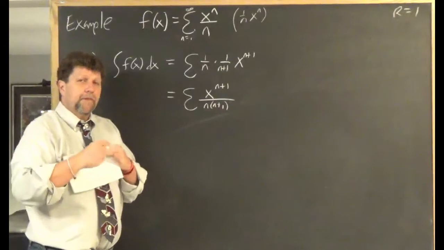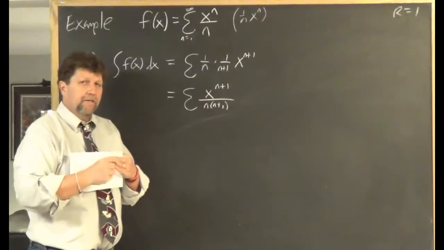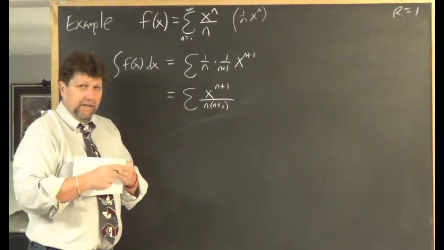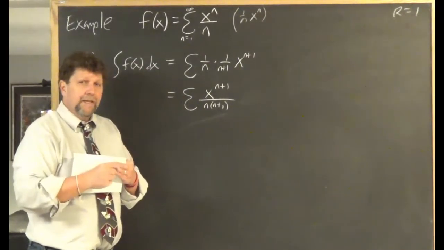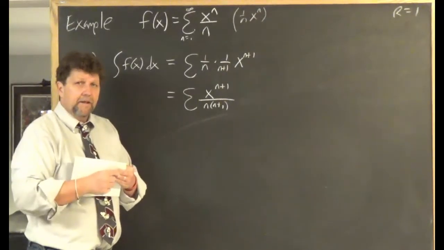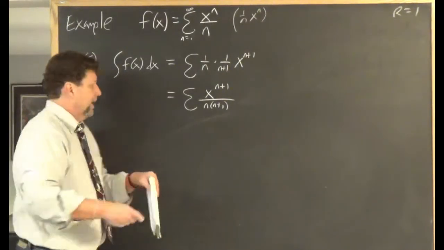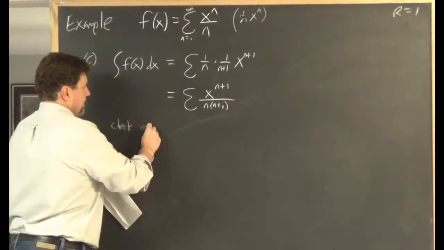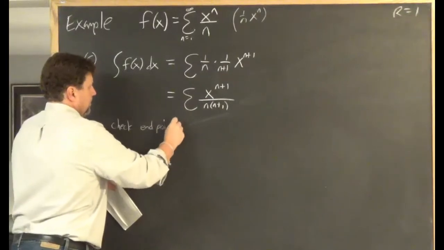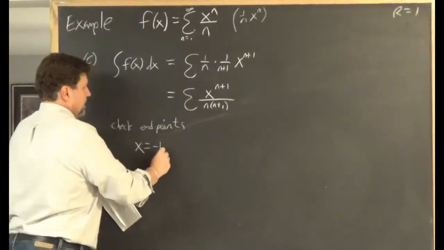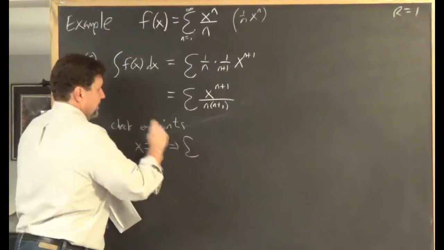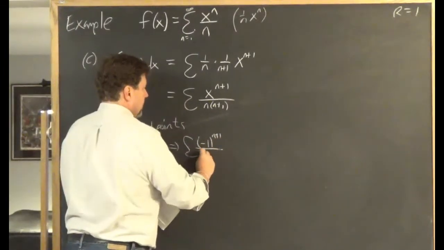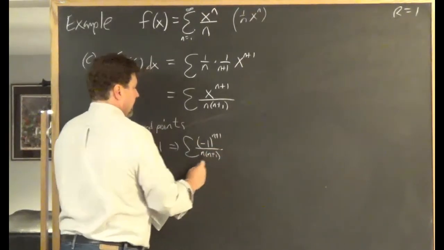Again, remember, the function, the integral, the derivative, they all have the same radius of convergence. Because they all have the same radius of convergence, we only need to check the endpoints. And the endpoints are -1 and 1. So we check the endpoints. When x is -1, that gives us the series -1 to the n plus 1 over n times n plus 1.